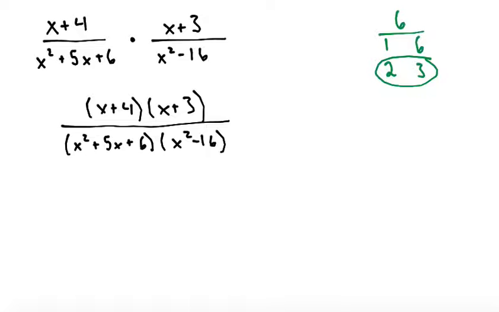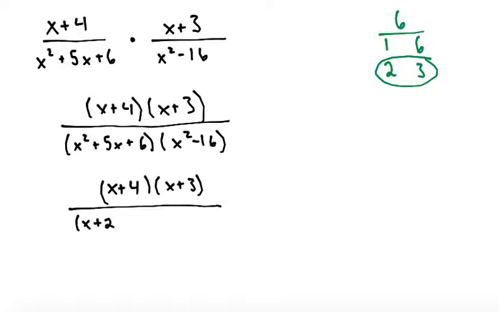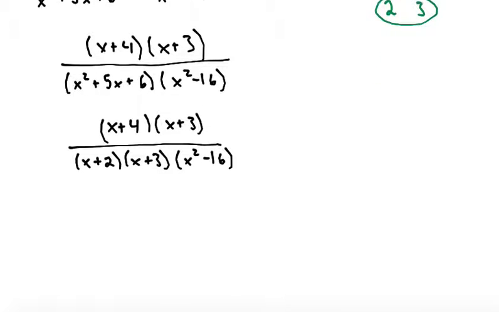So we can write this, I'll bring down the numerator, x plus 4 times x plus 3 over, since we picked 2 and 3, we're going to factor this into x plus 2 and x plus 3. So that simplified the first quadratic factor there. Let's bring down the x squared minus 16, and we need to factor it next.